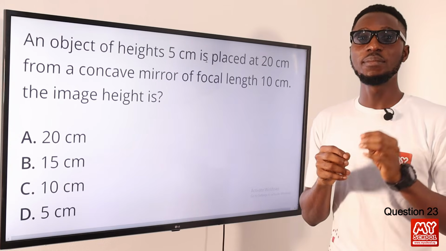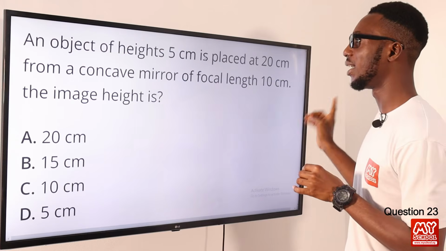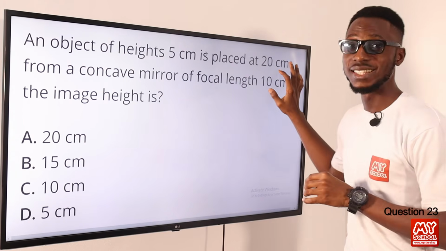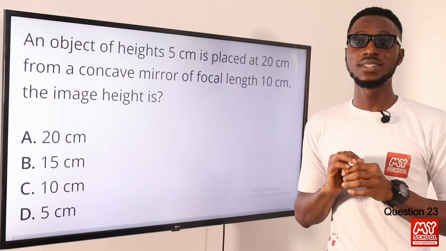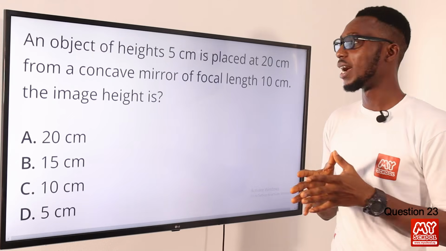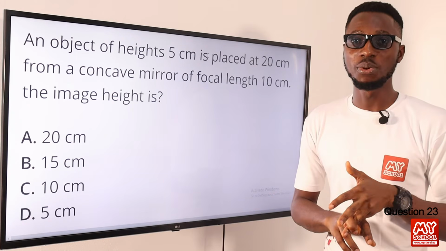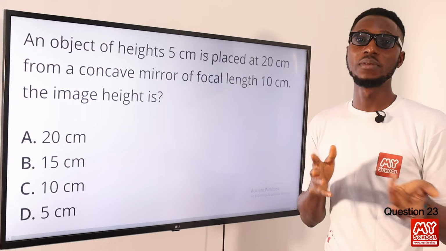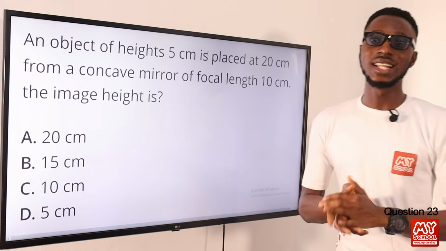The image will be real when the object distance is greater than the focal length. So if you look at this, it's placed 20 centimeters and focal length is 10 centimeters. So you can see object distance is bigger than focal length. So that means the image produced will be real, and if it is real, that implies that your image and your object distances will be positive. So the formula we are using is going to be 1 over F equals 1 over U plus 1 over V.